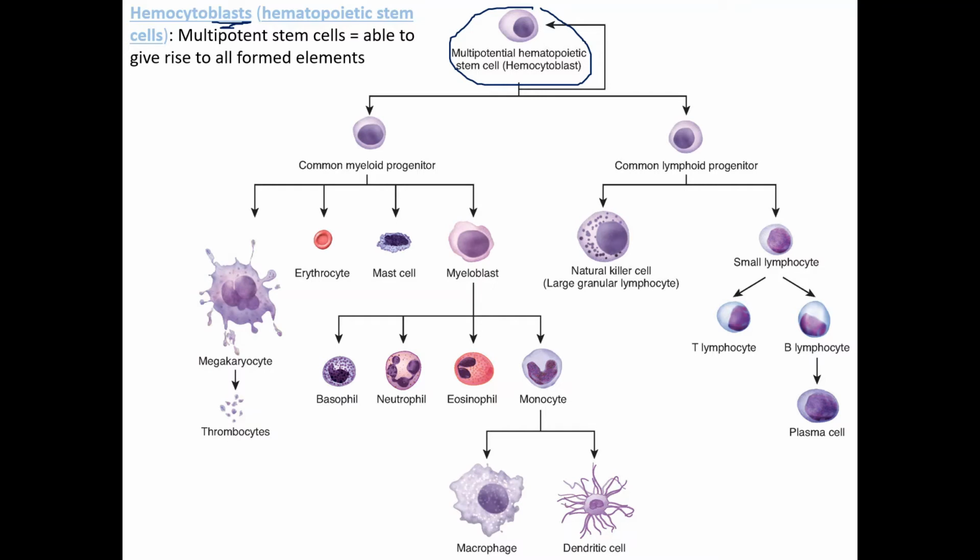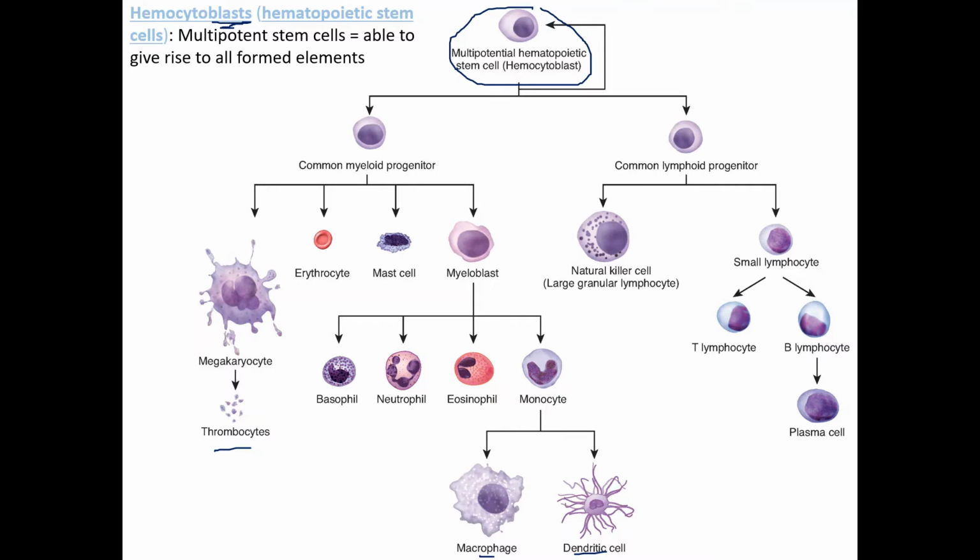We can also call them hematopoietic stem cells, and so these are multipotent stem cells, which essentially means that they have not differentiated very far yet. That is, they can ultimately divide and become any of the formed elements that we see down here. Okay, so they are multipotent. They can become multiple things ultimately.